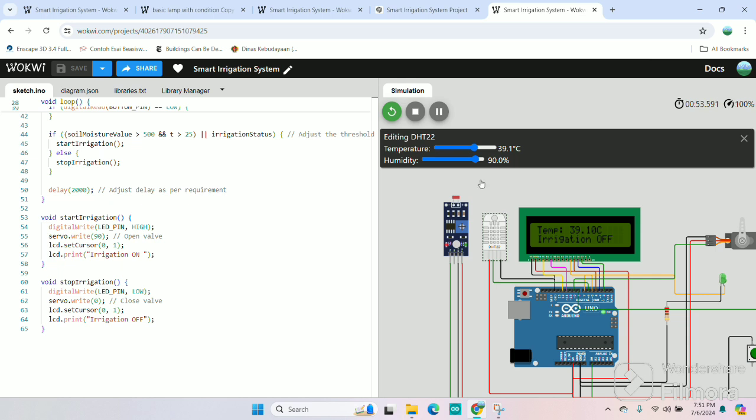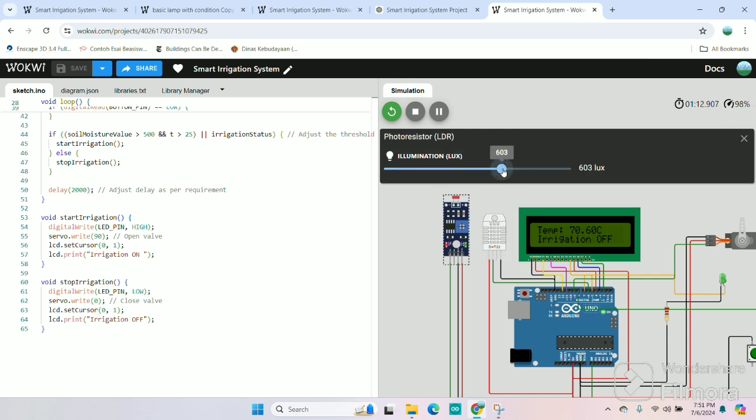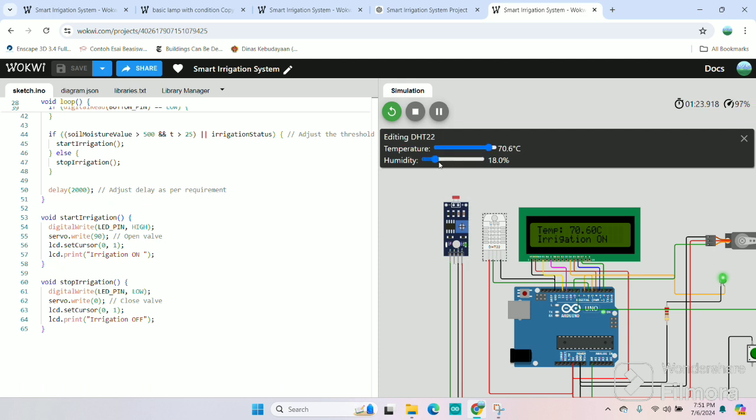Then I also simulate with the humidity and the temperature of the air surrounding the plant. If I decrease the humidity and then increase the temperature, let's see what will happen. It does nothing, but it has an influence. See, if I increase the humidity and then decrease the temperature, it's off.